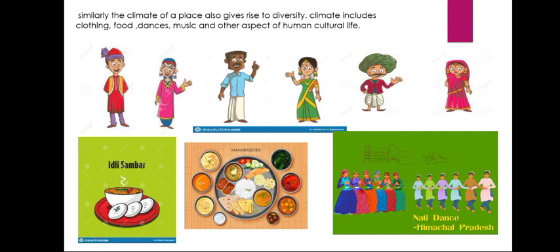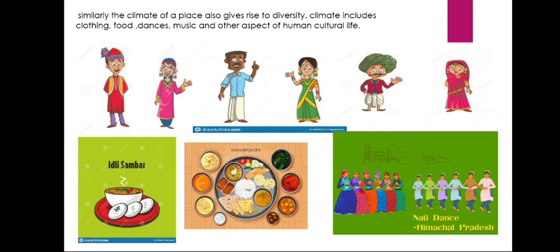Similarly, the climate of a place also gives rise to diversity. Climate influences clothing, food, dances, music, and other aspects of human cultural life. So here in these images, you can see that all these belong to different places, and so you can see the diversity in their clothing habits, the diversity in their food habits, and the diversity in dancing.